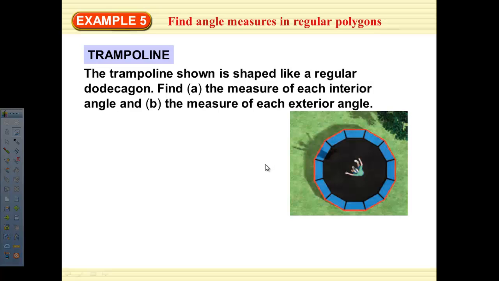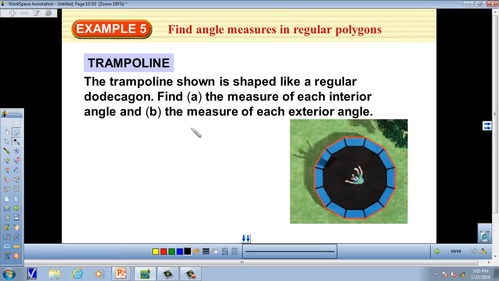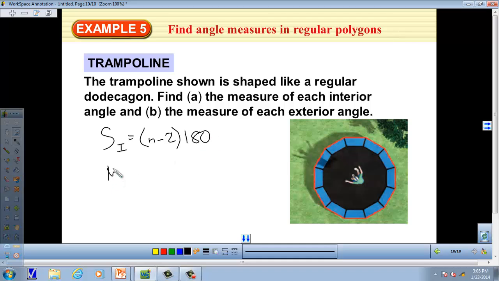For our last example in section 1 of chapter 8, we're going to look at the measure of each interior angle and the measure of each exterior angle. I'm going to summarize what we've learned so far. The sum of the interior angles is equal to n minus 2 times 180, and the sum of the exterior angles is equal to 360. What we're doing in this section is finding the measure of each interior angle and the measure of each exterior angle.